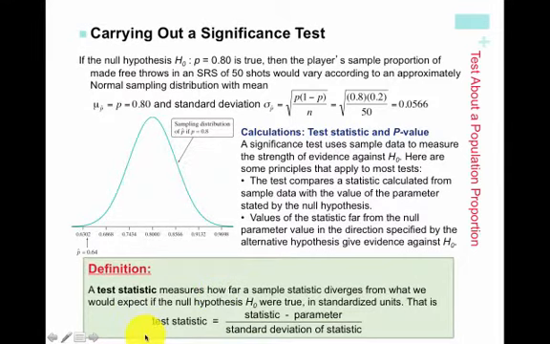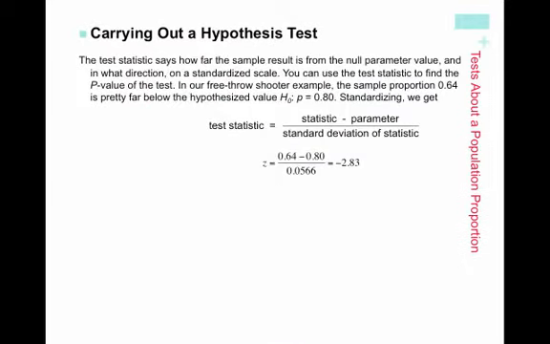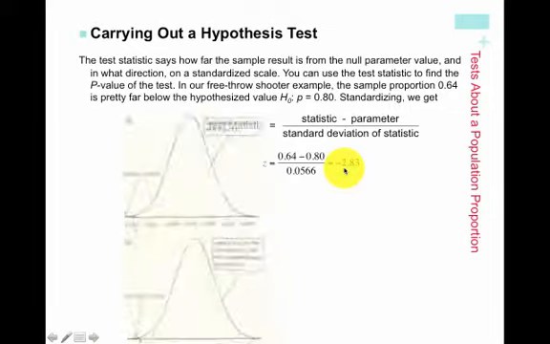Now, a test statistic, this should look familiar, measures how far a sample statistic is from what we would expect if the null hypothesis were true. In other words, how far is p hat from p in terms of standard deviation. This is a z-score, guys. This formula should look familiar. We just use slightly different terms when we're talking about a significance test. So, standardizing our test statistic of 0.64, we do 0.64 minus 0.8, divide by the standard deviation that we had, and we get negative 2.83.